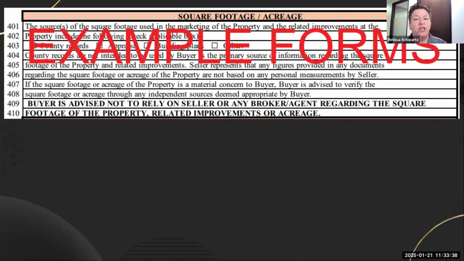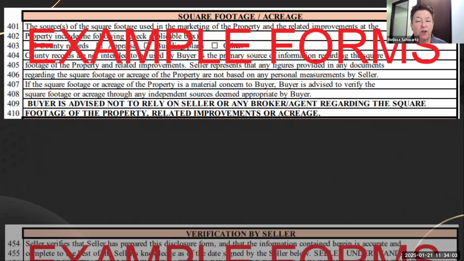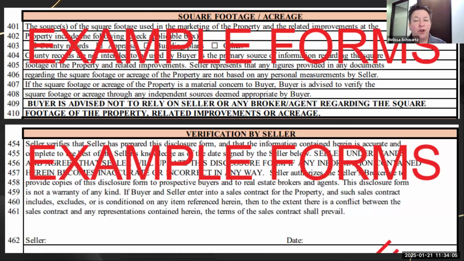Source of square footage is... Cross that out though, there, if you were gonna be... Well, that's the seller. This is the seller's form, so no. The source of square footage came from county records, appraisal, building plans, or other. Buyers advised not to rely on seller or broker regarding the square footage relating to improvements or acreage, which I do like. Verifies that they have prepared this form.